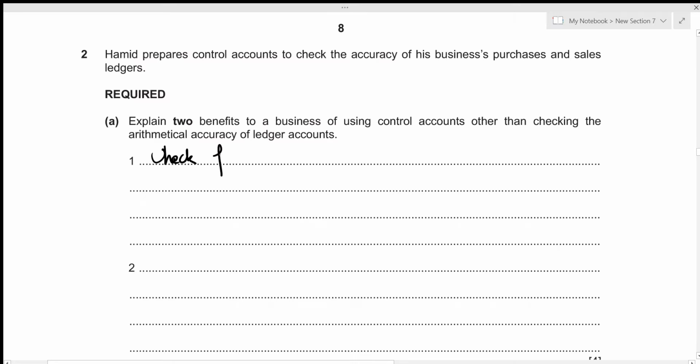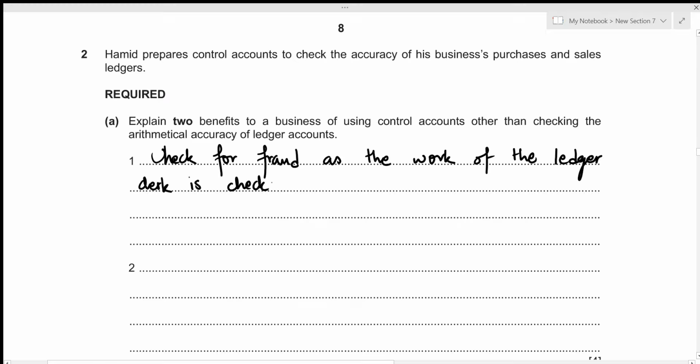Check for fraud, as the work of the ledger clerk is checked by another member of staff.